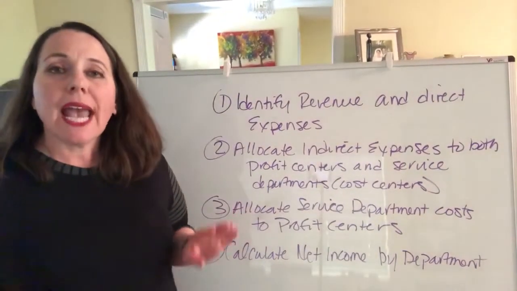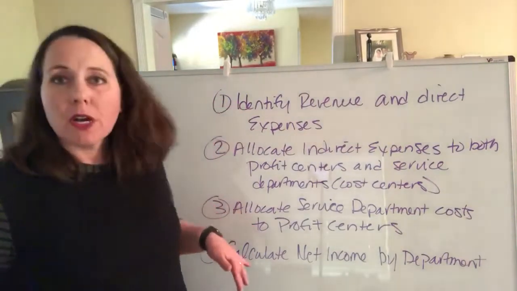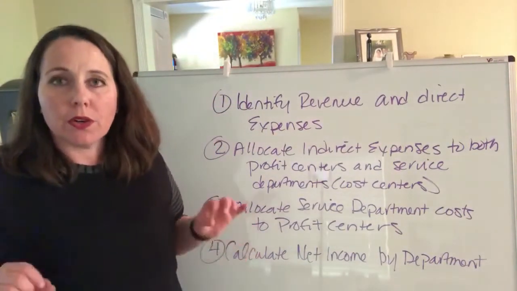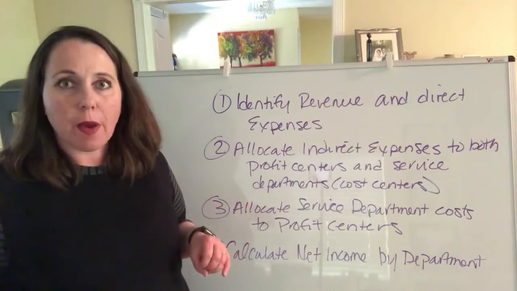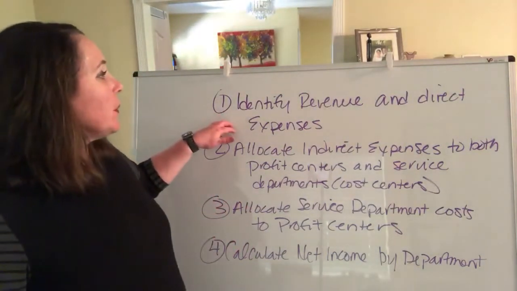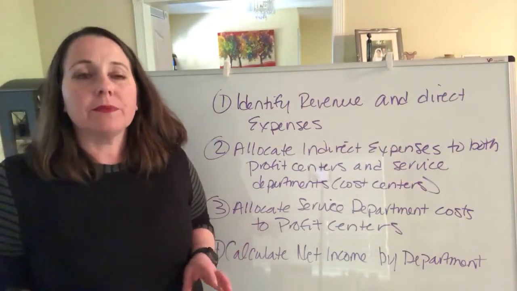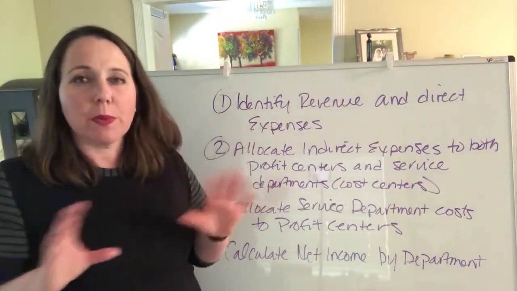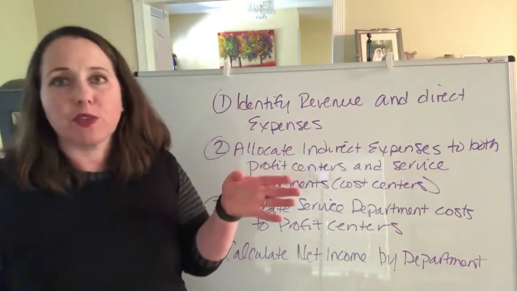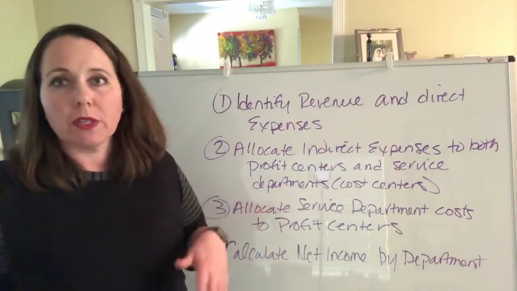All right, so we're going to have four things, or a specific order that we're going to go through in order to allocate our costs and come up with net income by department. So the first thing we're going to do is identify our revenue and our direct expenses, just so we have that first part before we do any allocations. We know here's how much revenue dairy had and here's what their direct expenses were for their people and for the milk we bought.